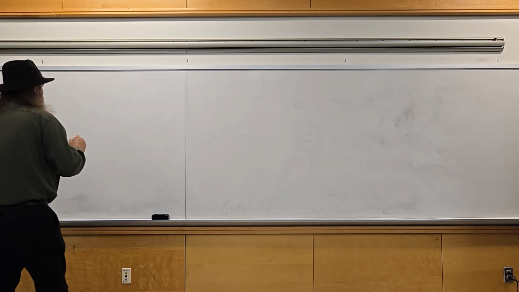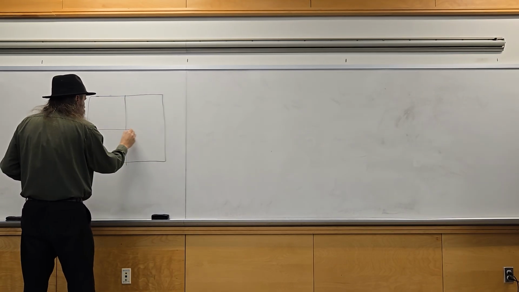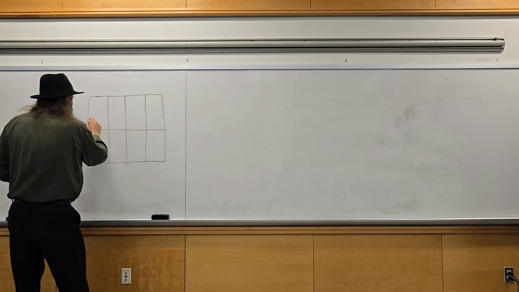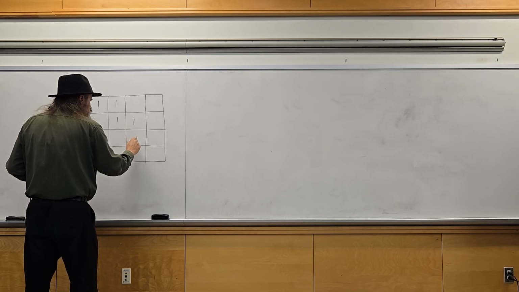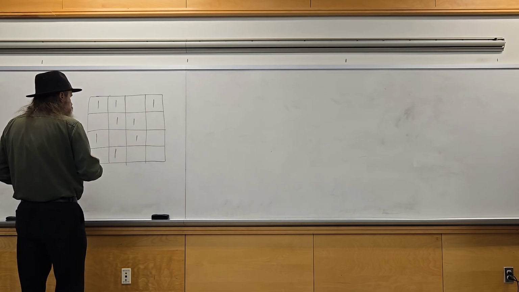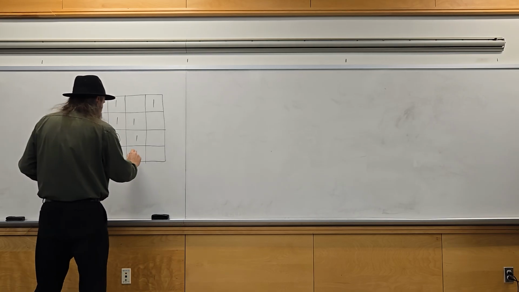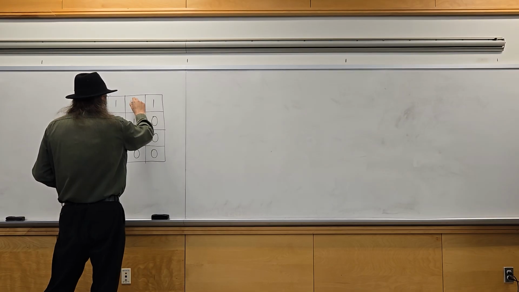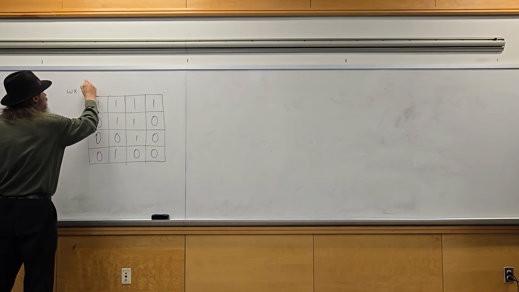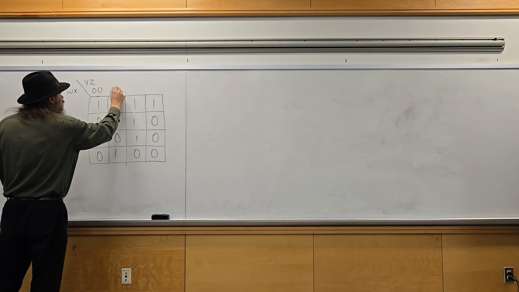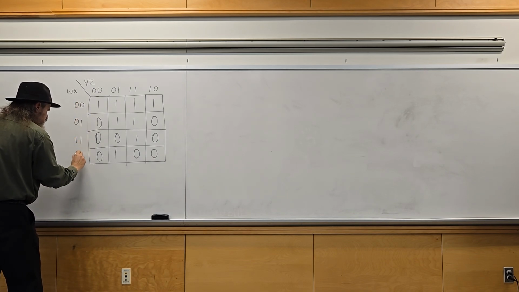Say you have a 4x4 K-map. And you have a lot of ones, and a few zeros. Now this is a W, X, Y, Z, 0, 0, 0, 1, 1, 1, 1, 0, 0, 0, 0, 1, 1, 1, 1, 0.